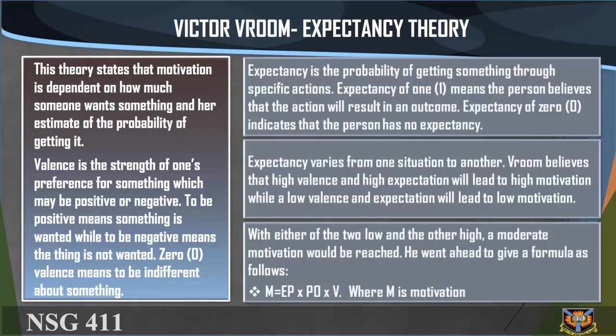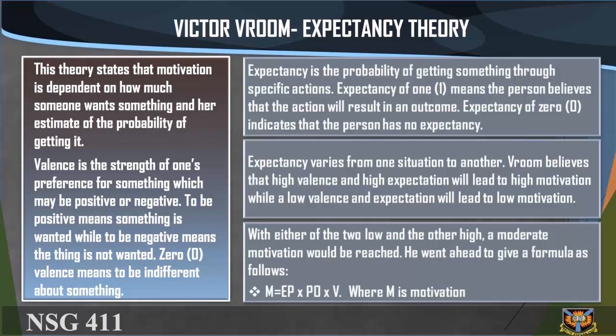Expectancy of 1 means the person believes that the action will result in an outcome. Expectancy of 0 indicates that the person has no expectancy. Expectancy varies from one situation to another. Vroom believes that high valence and high expectation will lead to high motivation, while a low valence and expectation will lead to a low motivation. With either of the two low and the other high, a moderate motivation would be reached. He went ahead to give a formula as follows.